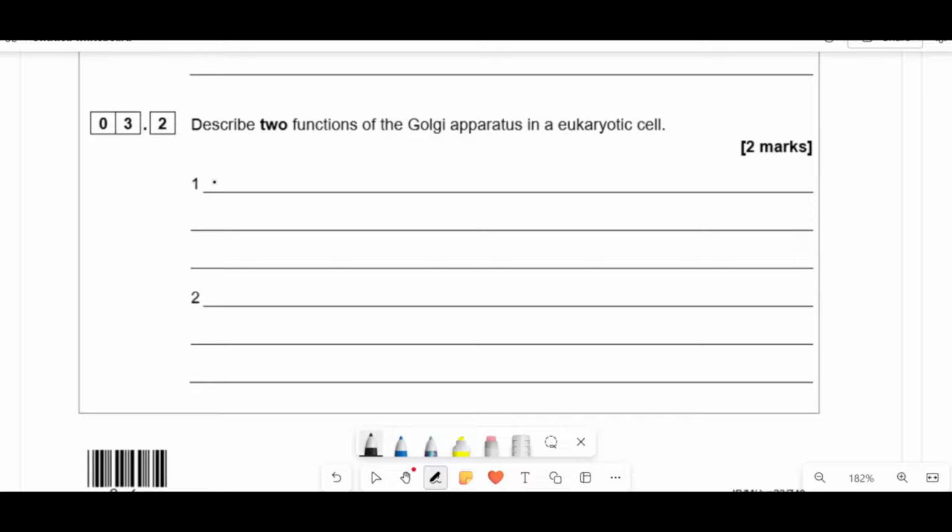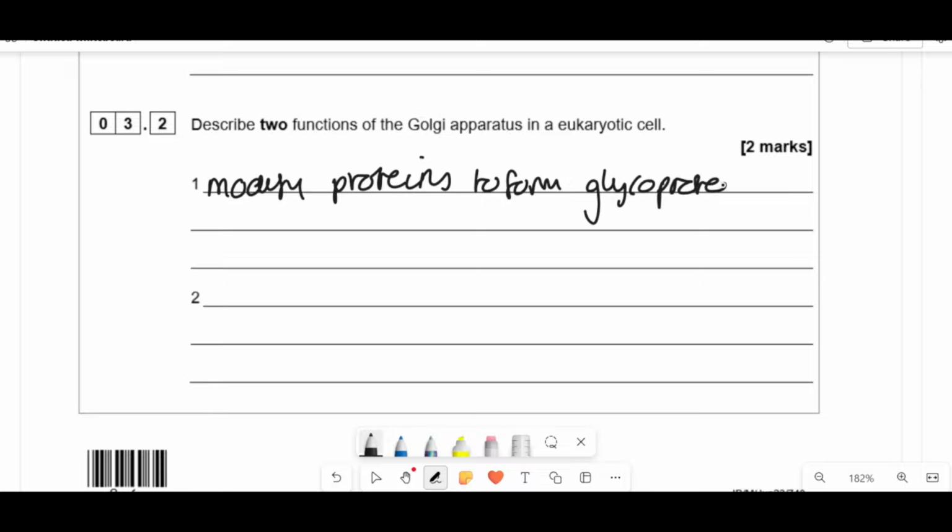So here, I'll say it's going to modify proteins to form, for example, glycoproteins. So glyco, sugar proteins. So they're putting sugar on them. Or what it does is it forms lysosomes, for example, which contain enzymes that break things down, or it could form vesicles. And vesicles are useful, for example, in the nervous system, when you've got transmission of acetylcholine, vesicles are packaged and produced, and then they move across the cell surface membrane and move out of the cell via exocytosis. So this is pretty important.